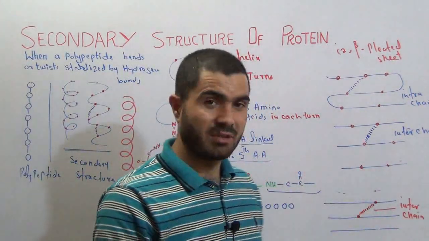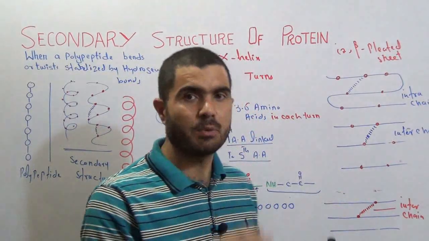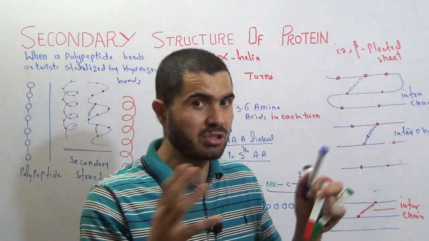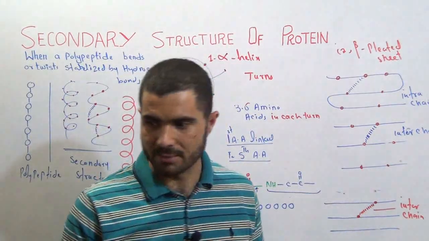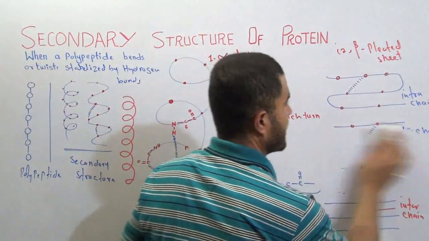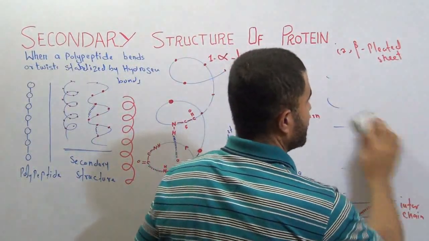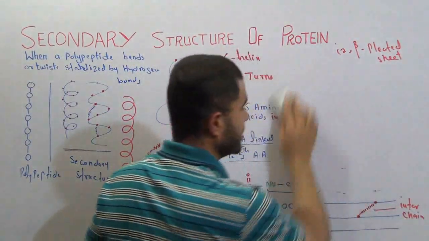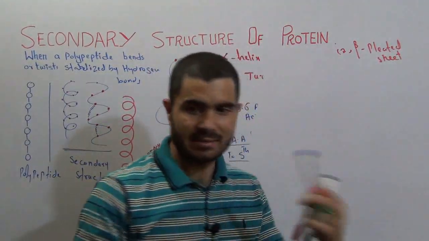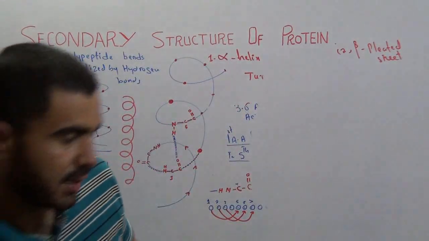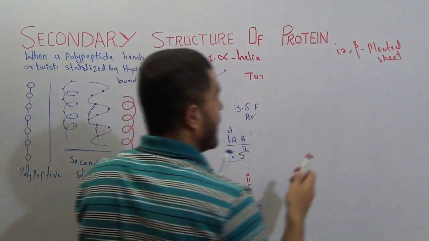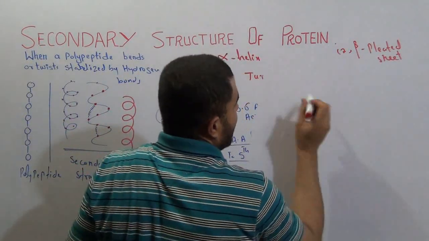Now if you want to go into the depth, this is enough. Still, if you want to go into the depth and write the structure of the beta pleated sheet in detail, the original structure, you are also welcome. Beta pleated means a structure that shows us the amino acids, the way they are arranged and how the hydrogen bonds are made. You need to write like this.